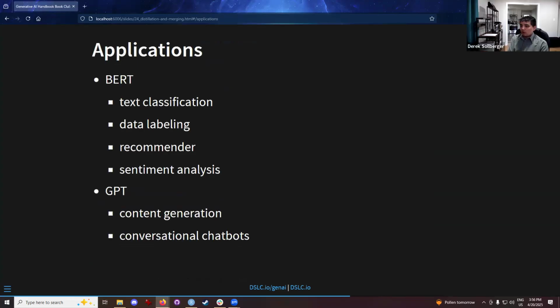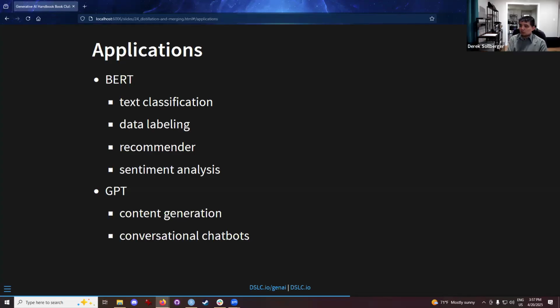So for our purposes, the various applications for the encoders, such as BERT, are very good for text classification. For data labeling, such as if you want to cluster your language models. It's good in recommender systems, dating back to the Netflix prize and recommending movies, for example. And I'd like to see the comeback of sentiment analysis, rating things, say, for example, positive, negative, angry, nice, that sort of thing.